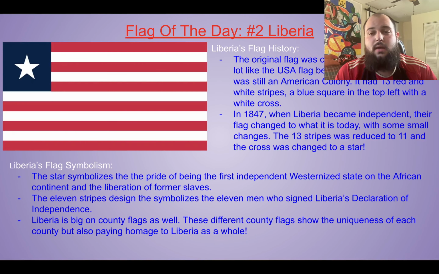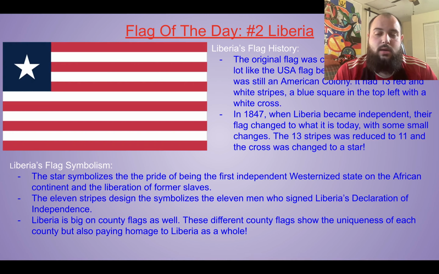It had 13 red and white stripes, which, if you know the United States flag, have the same. And they had a blue square on the top left, just like we do, except theirs had a white cross. So instead of stars, they had a white cross, and they had the 13 red and white stripes.